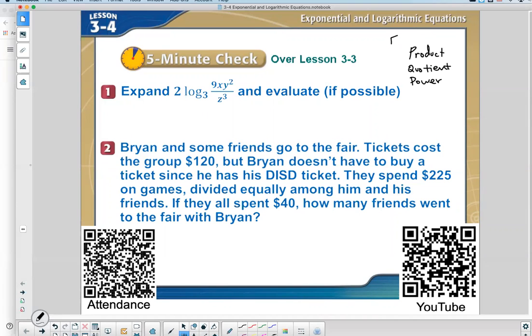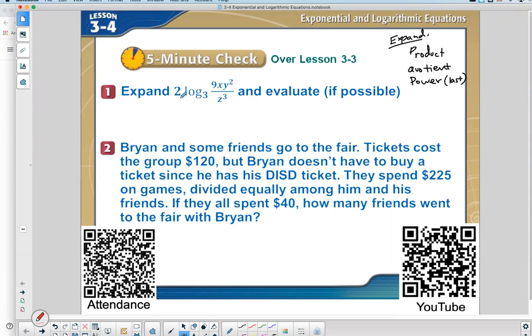And I told you when you expand, you go through kind of like this order. Either way, whenever you expand, you must do the power last. Otherwise, you'll get the wrong answer. So this is the order that we'll do for properties.